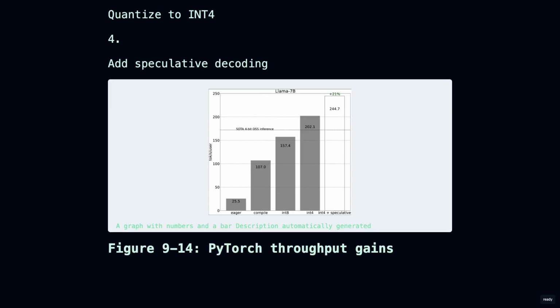This caption ties the chart back to the PyTorch experiment. The important part is not just the final number, but the sequence of techniques used to get there.